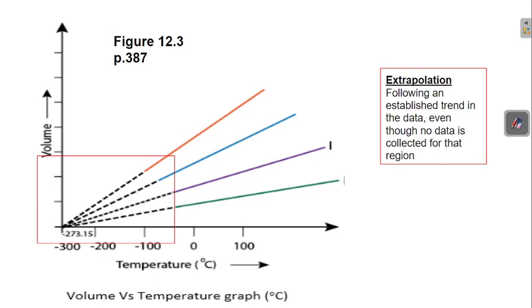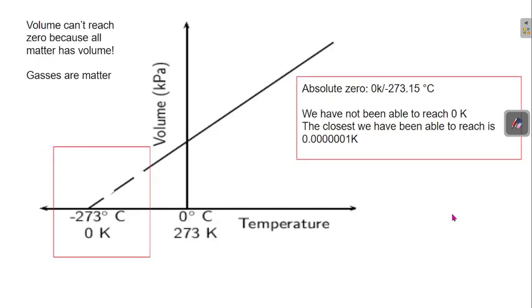You can never ever reach a 0 for volume because they exist. So they have to have some kind of volume. Okay? So know that too. You need to be able to explain why volume cannot reach 0. Because gases have volume. All of them. You can compress them quite a bit, but not to 0.